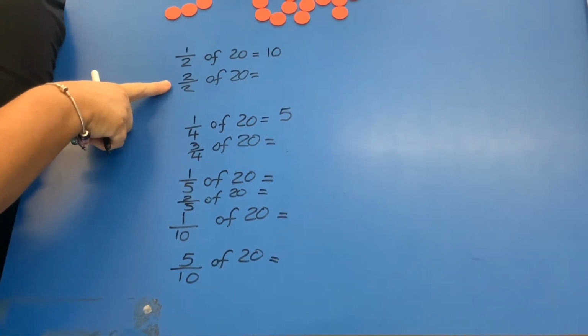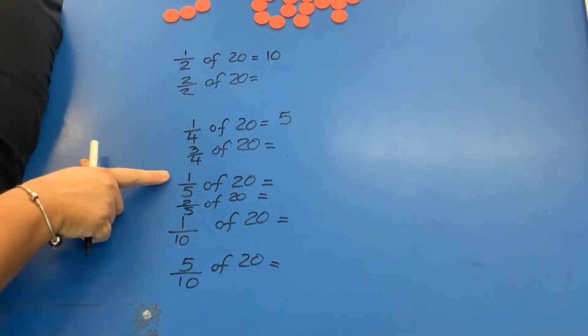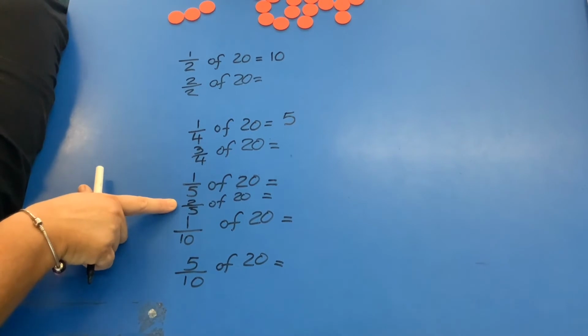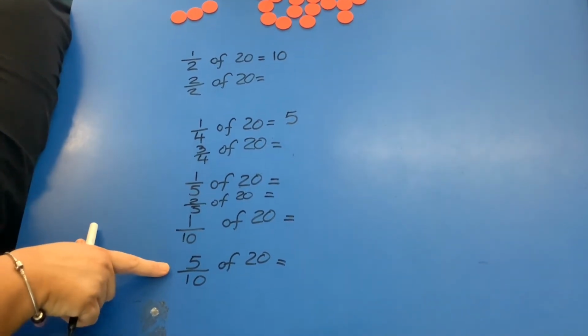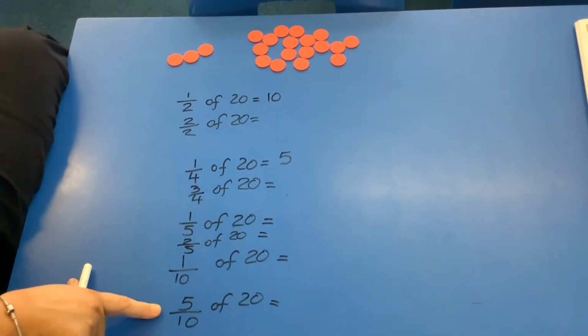So in your maths books, can you tell me 2/2 of 20, what would that equal? 3/4 of 20, 1/5 of 20, 2/5 of 20, 1/10 of 20, and 5/10 of 20. Just to start getting your brains rethinking about fractions.